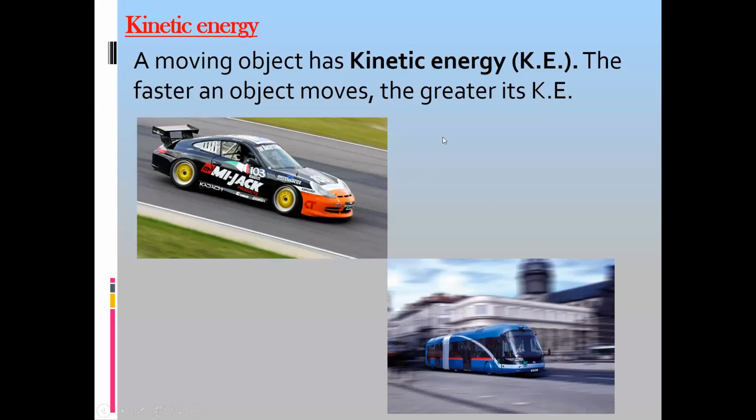Objects which are moving faster have greater kinetic energy. If two objects have the same mass, the one which is moving faster will have greater kinetic energy, and the one which is moving slower will have smaller kinetic energy. So anything which is moving will have kinetic energy. Example, if you are walking on the track. The definition of kinetic energy: the energy which moving objects have is known as kinetic energy.